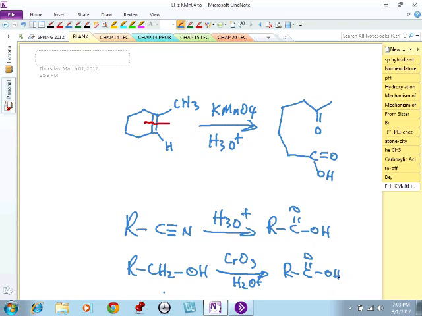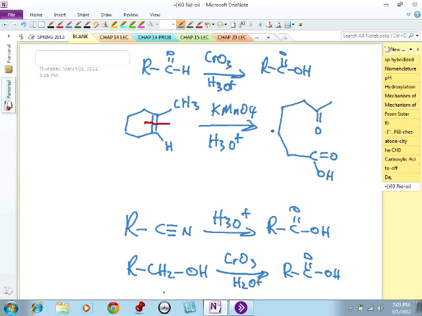We could also oxidize aldehyde to carboxylic acid using chromium trioxide. So all of this should be part of your table of reagents that you need to be making up. Okay? And aldehyde will be oxidized to carboxylic acid with chromium trioxide.